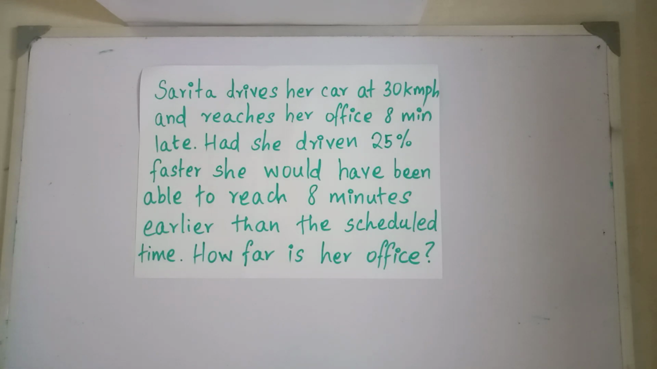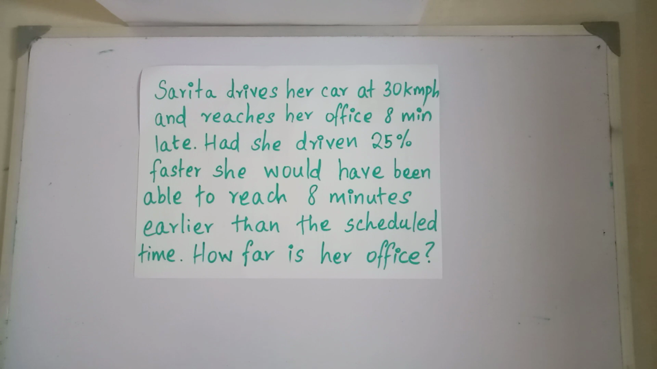So we have seen problems on speed and distance, and we have seen separate problems on percentage. Now let's combine both of it and see a problem. So the problem states that Sarita drives a car at 30 kilometers per hour and reaches the office 8 minutes late. Had she driven 25% faster, she would have been able to reach 8 minutes earlier than the scheduled time. How far is the office?